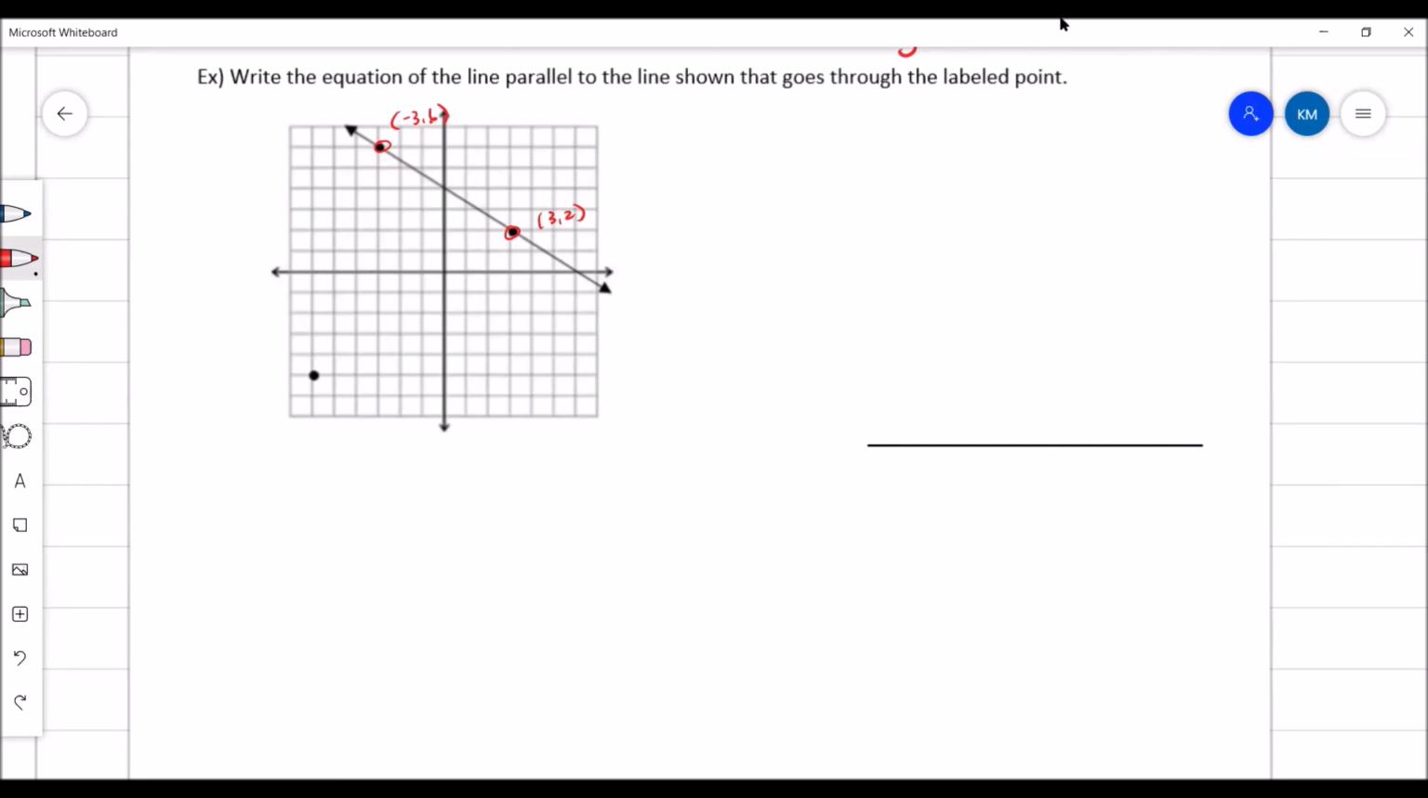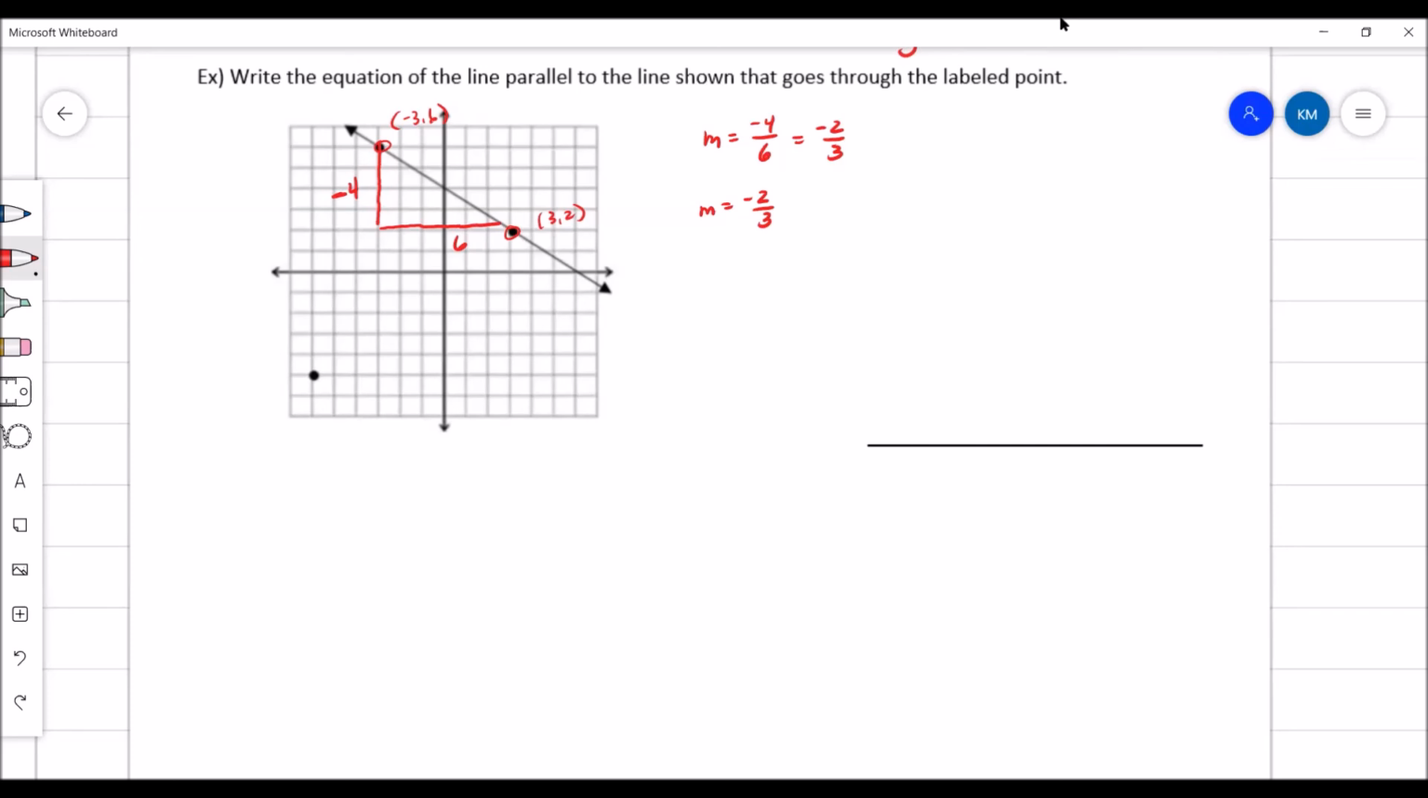How's our rise to get from one point to the next? 1, 2, 3, 4. Negative 4. What's our run? 1, 2, 3, 4, 5, 6. 6. So our slope then, negative 4 over 6, or negative 2/3. So our slope is negative 2/3. If our lines are parallel, it will have the same slope. So negative 2/3 is the slope of our new line as well.